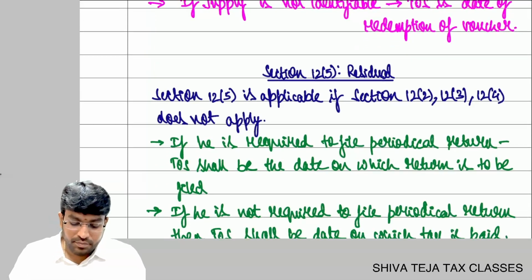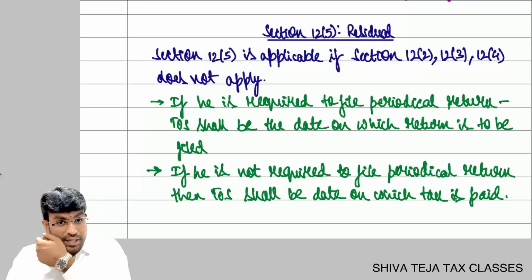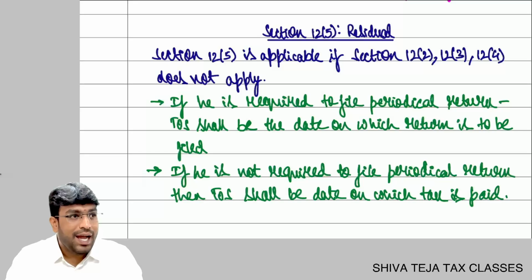So done? 12.5, what is the answer? If it is required for periodical return, TOS shall be the date on which return is to be filed. And if it is not required periodical return, TOS shall be the date on which tax is paid. Come on, finish writing this also. Then we'll complete 12.6.